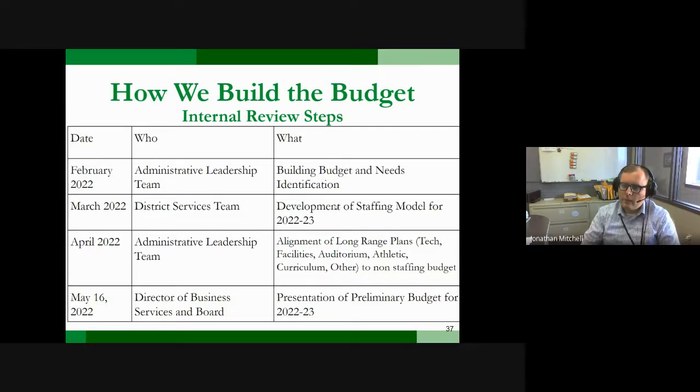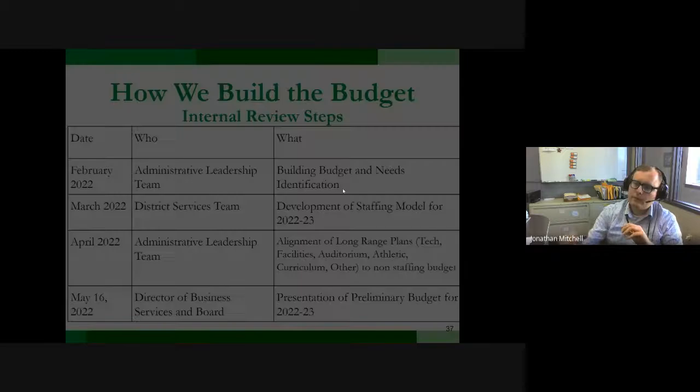And then in April, working through long range planning documents and ensuring that we are getting priority budgeting for resources we're going to need for the 22-23 school year. And then in the middle of May in 2022, on May 16th, the district will present to the board a preliminary budget for the 22-23 school year.